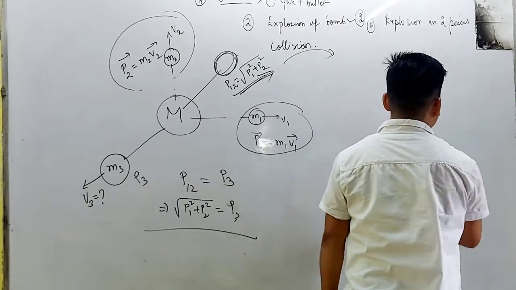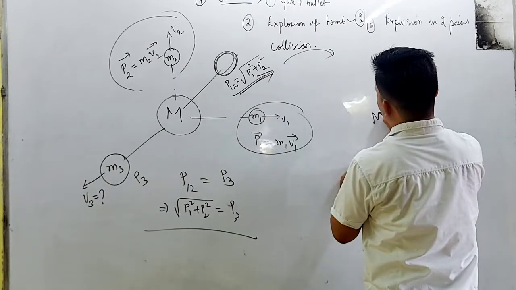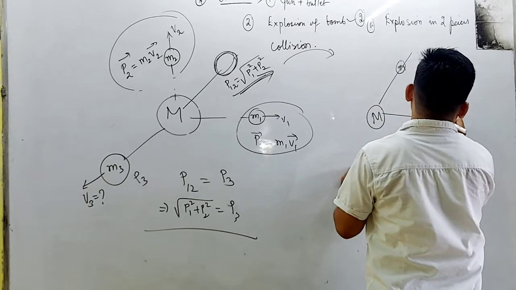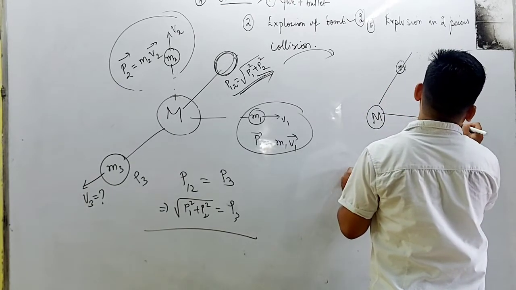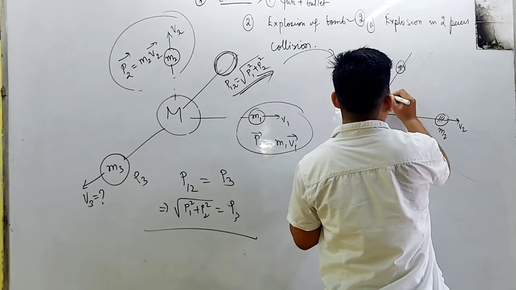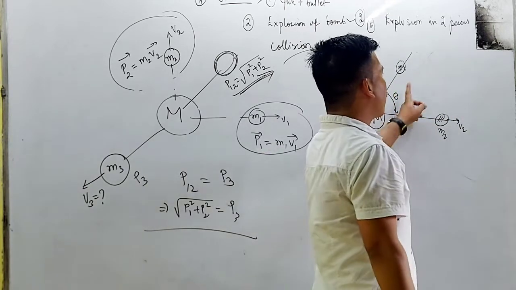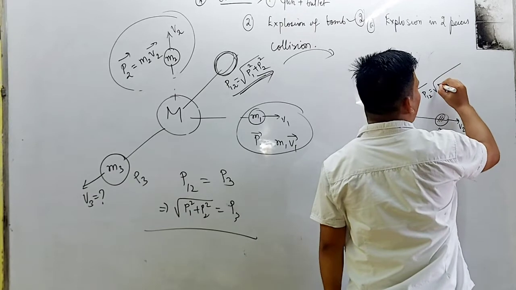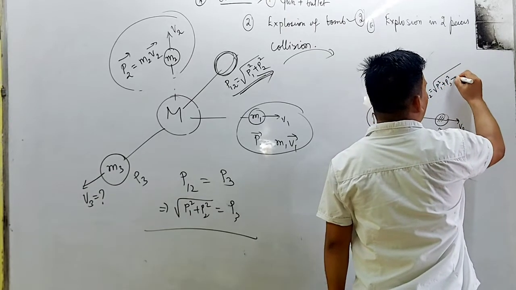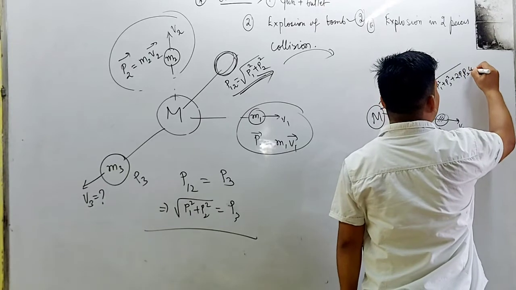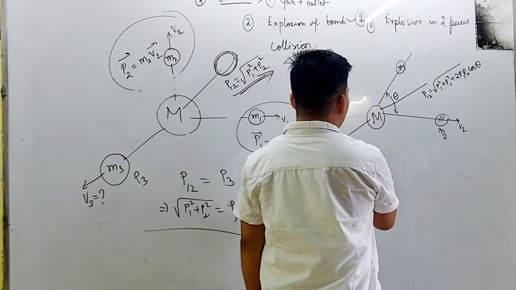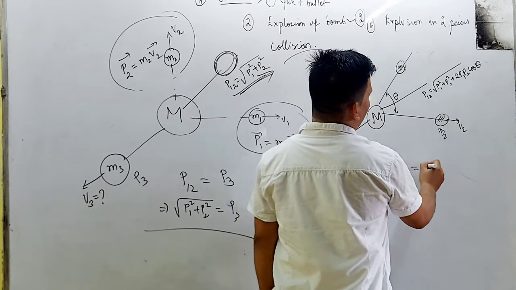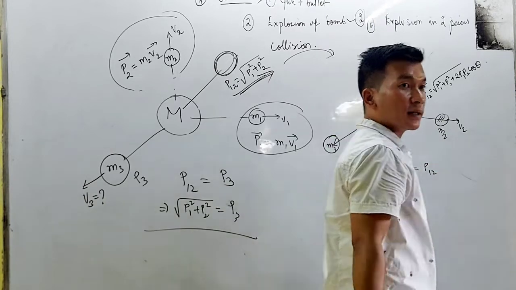If the initial mass is M only, this is our fragment number M1. This is your fragment number 2, M2, moving with velocity V2. These are inclined at angle theta. What will be the resultant of these two? The resultant of these two, P12, will be, what will be the formula? Root of P1 square plus P2 square plus twice P1 P2 cos of theta. And this will be your P3. This is M3 and P3 is equal to P12. This will be the concept.